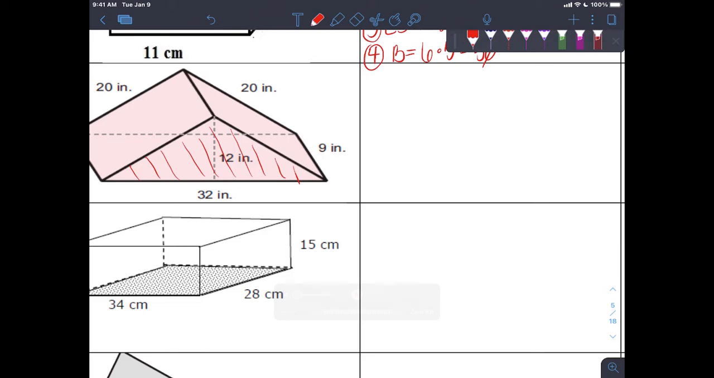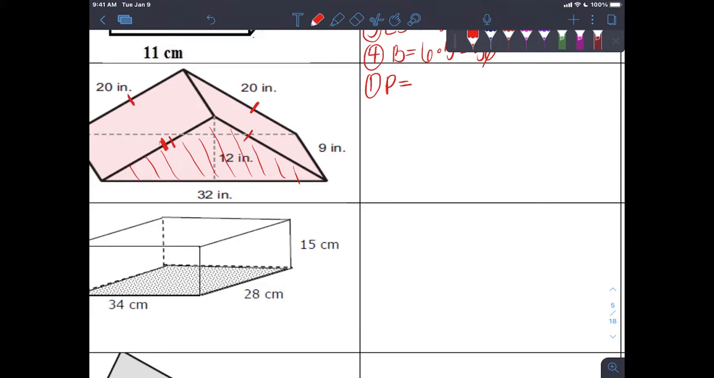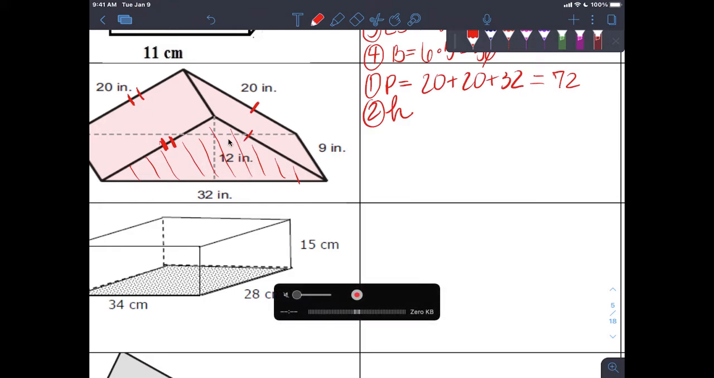So first thing I need to do is identify the perimeter of my base. I see here 20, so this has got to be the same. And over here are the same as each other as well. My perimeter is going to be 20 plus 20 plus 32. That gives me a total perimeter of 72. Now I'm going to find my height. Because those were identified as my bases here, that means this object is 9 inches tall. So my height is equal to 9.